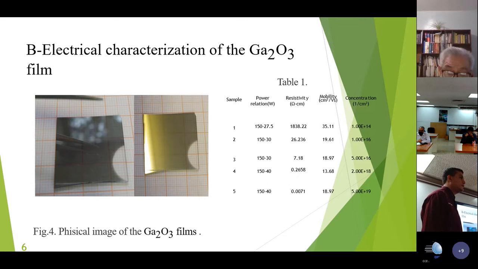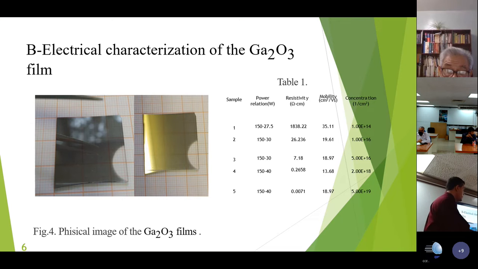And the concentration is one. Concentration of electrons. For what parameter depends? We've got the parameters resistivity and concentration.